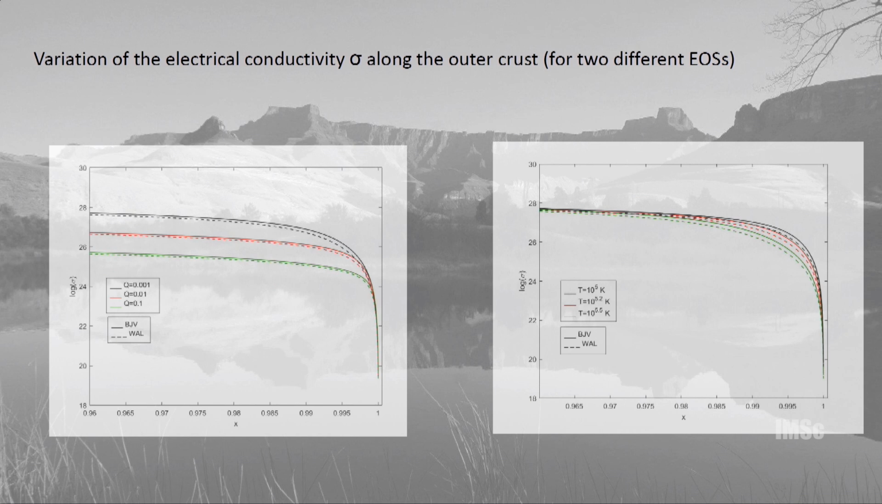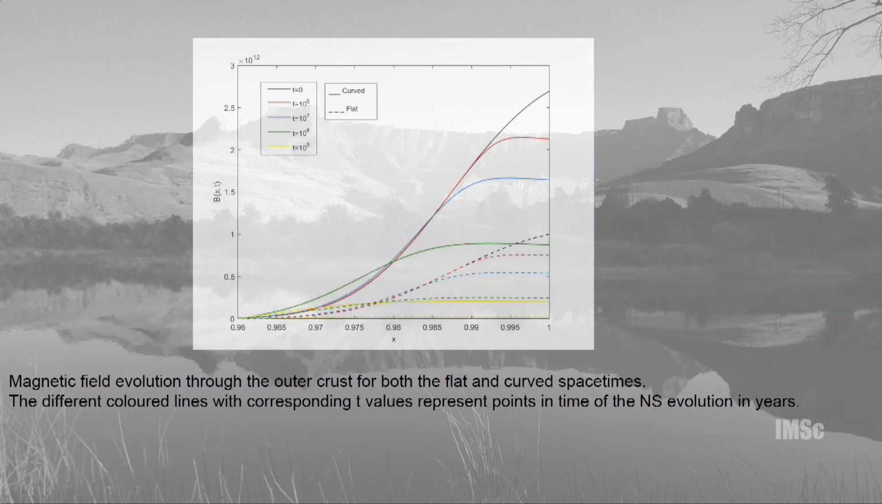This is the inner edge of the outer crust, and this is the surface. So this is how the conductivity changes accordingly. And then we found out how the magnetic field along the outer crust changes with time. When it is quite new, it's quite strong, and then we see a decay which is quite steadily going down, and the curved space-time actually boosts up the field a little bit more than the flat space-time.